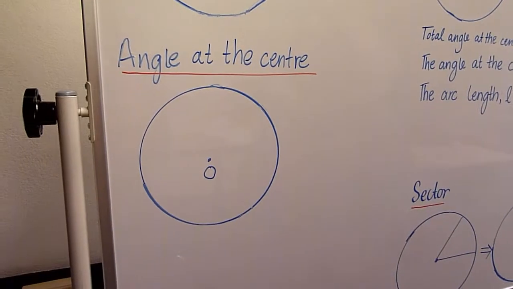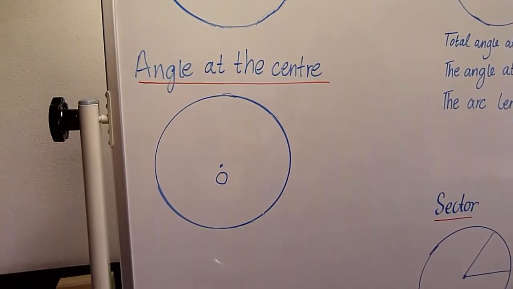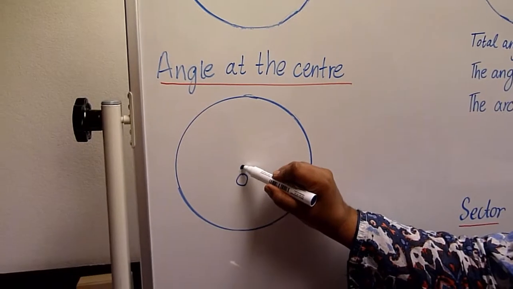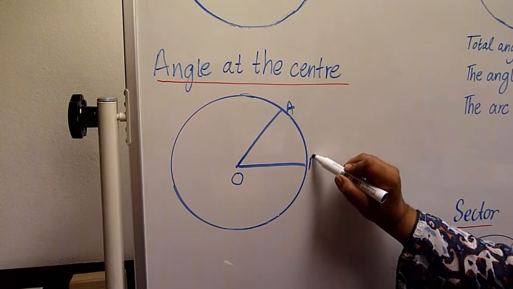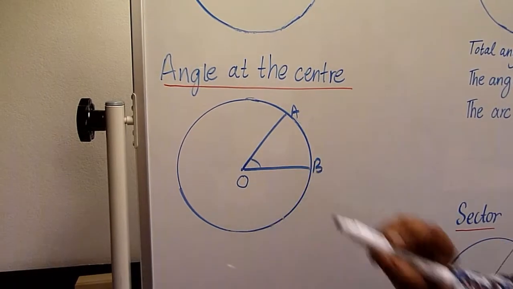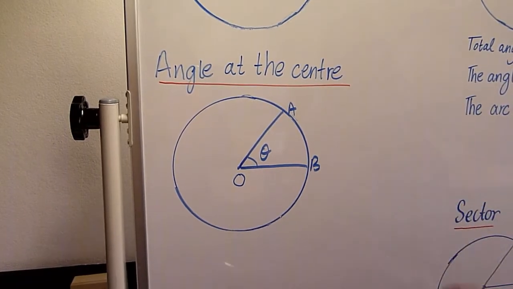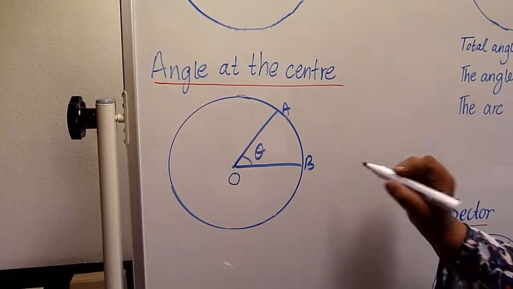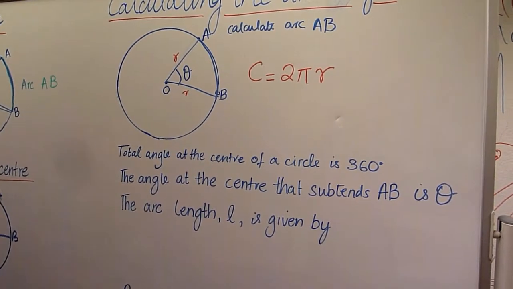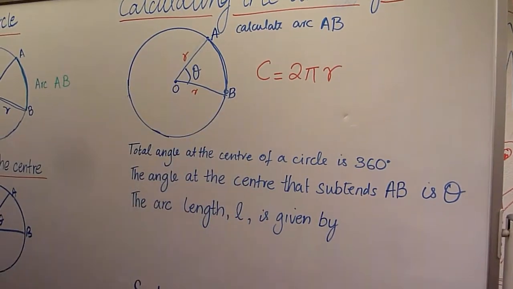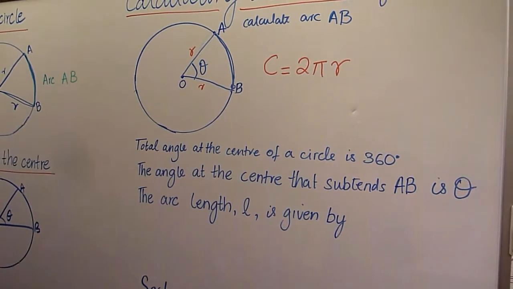Alright, the second term that's used in the formula is the angle at the center of the circle. What that means is it's the angle that subtends our arc AB, whose vertex is at the center of the circle. So let's call that theta. So the angle at the center for arc AB is theta. We know also that this arc is proportional to the angle at the center which subtends it.